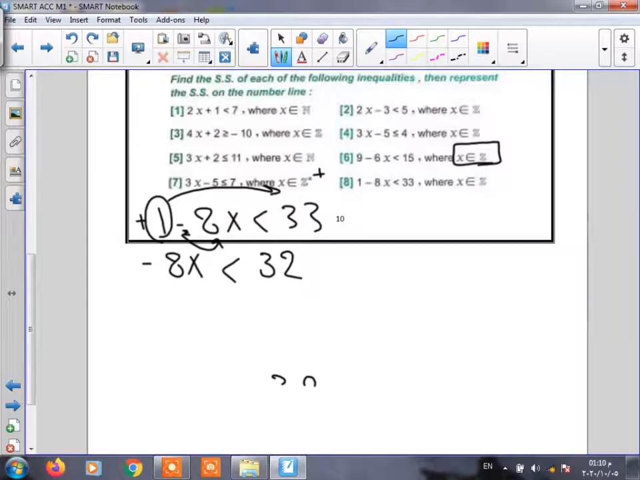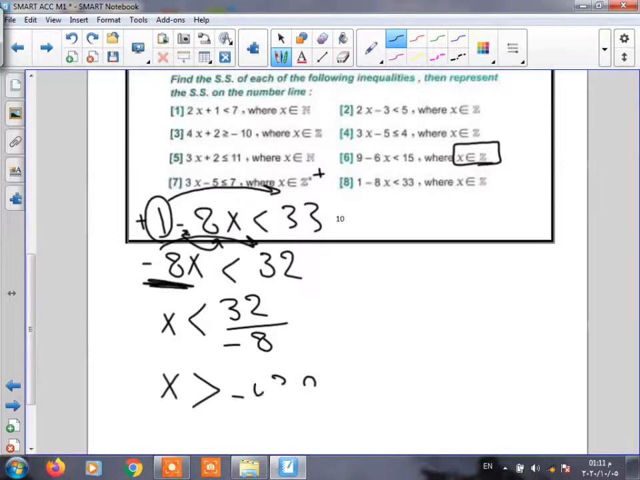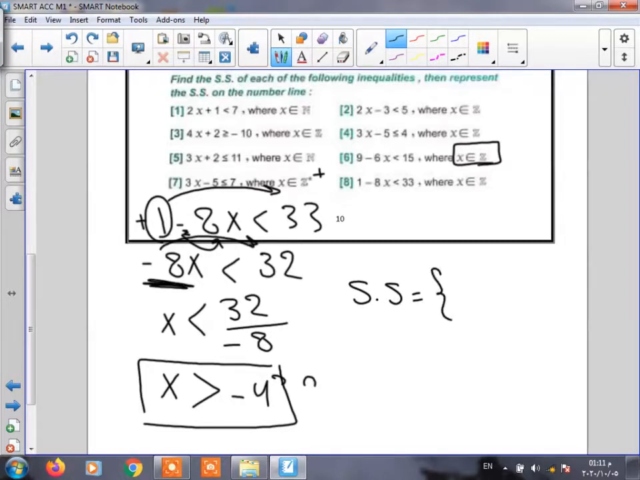And then take care. If you divide by a negative, like x less than 32 divided by negative 8, here we have a change in the sign. x will be greater than negative 4. Take care about this: if we divide by a negative integer, we must change the sign from smaller into greater or from greater into smaller. So the solution set equals the numbers greater than negative 4: negative 3, negative 2, and so on, negative 1, 0, and so on. Okay?